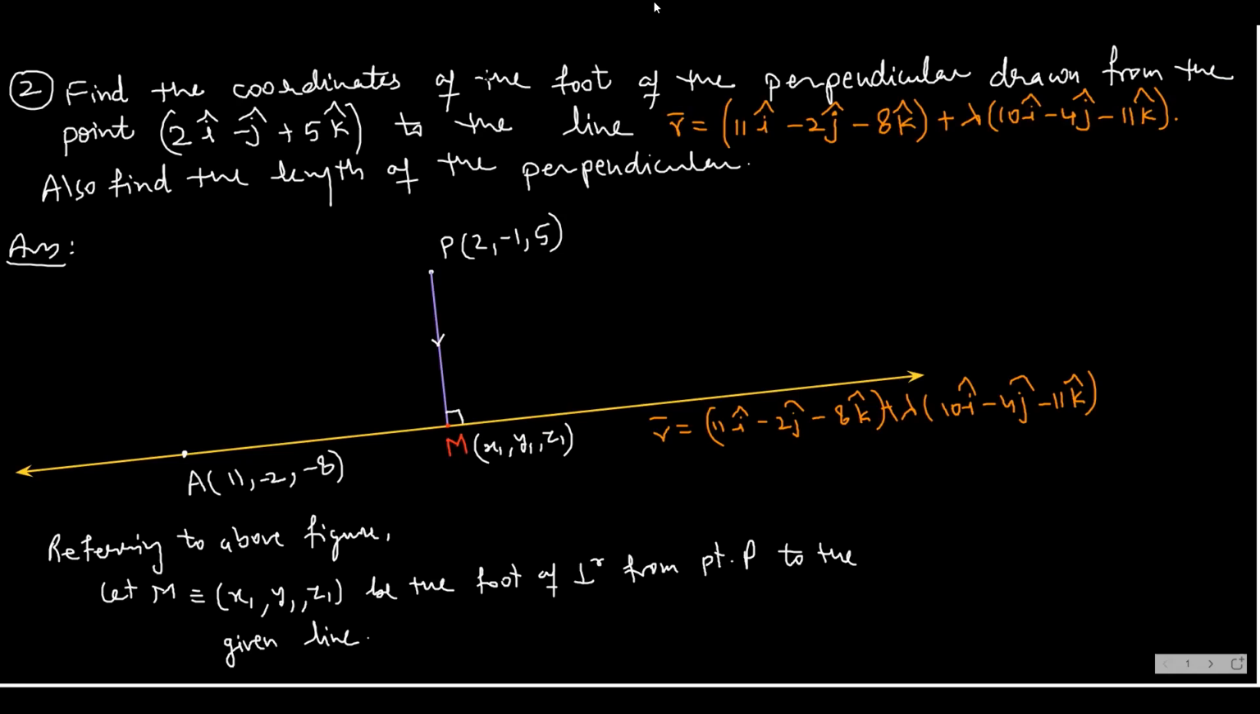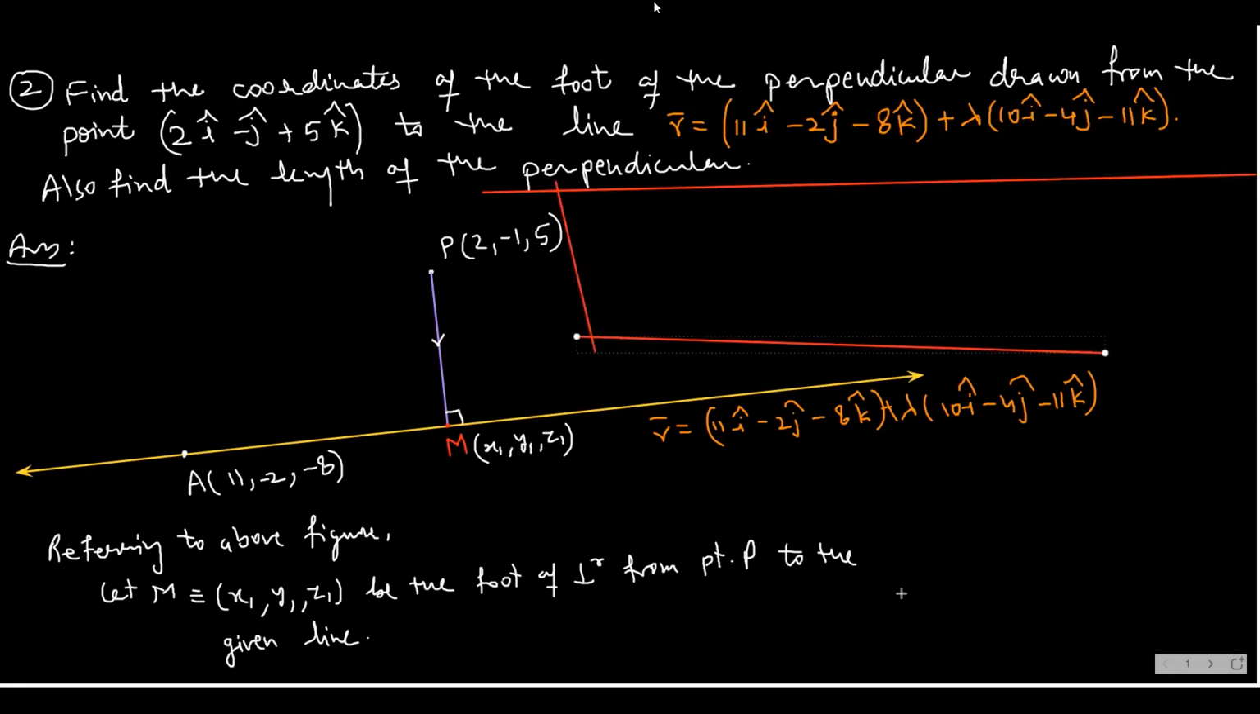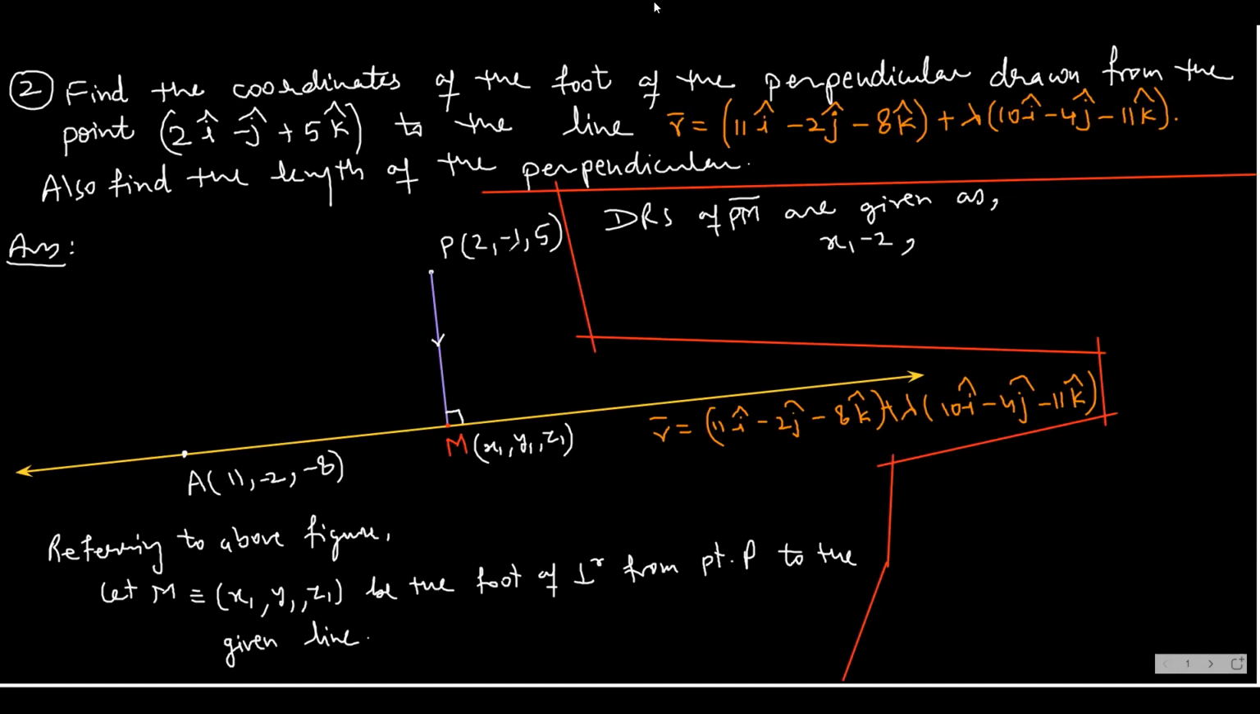So I write here, DRs of PM bar are given as x1 minus 2, comma, y1 minus of minus 1, that is y1 plus 1, comma, z1 minus 5. Okay, so we got the DRs of PM bar.